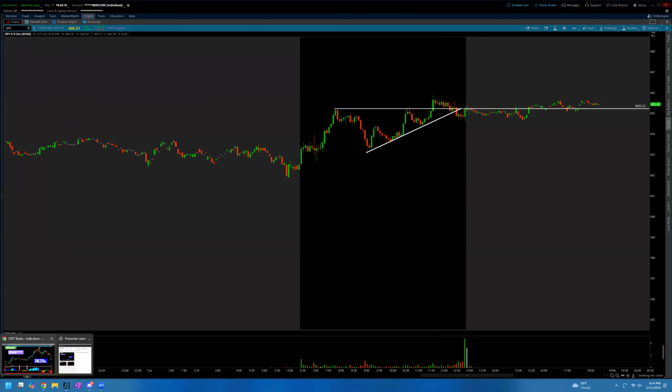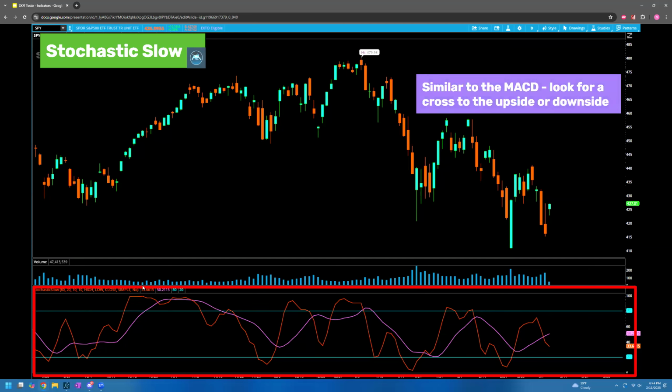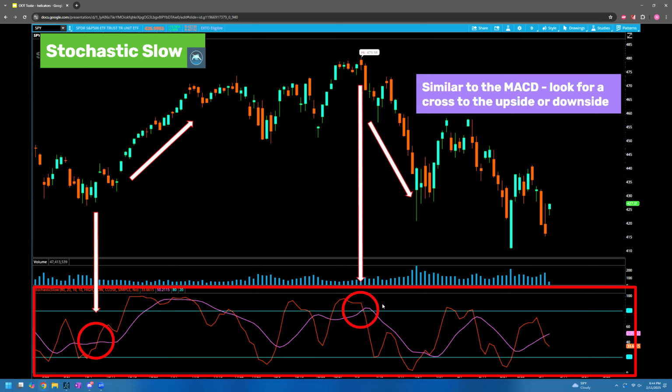All right, the last one that I want to cover is the Stochastic Slow. This is one that you'll see Tilio use more often. It's very similar to how to read the MACD. It's kind of like a combination between the MACD and the RSI. So the way this one works is you want to look for the crosses to the upside or downside. So here is going to be a cross to the upside. Here is going to be a cross to the downside.